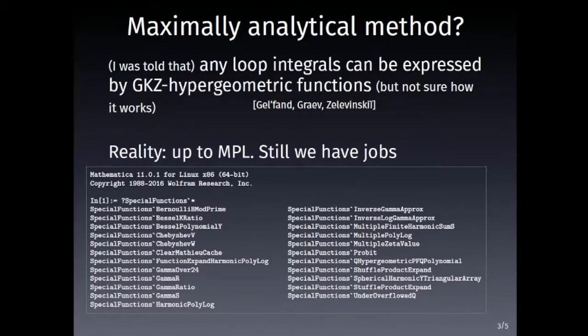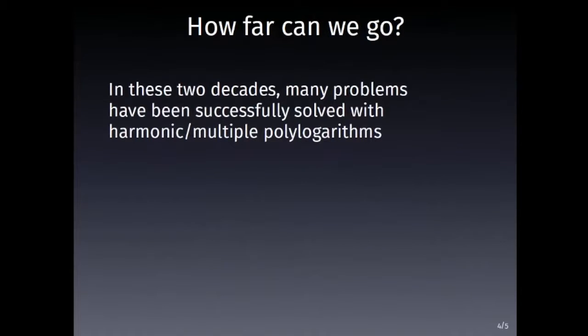So, well, okay, anyway, the analytical method means that we need to translate what compute can quantity to the known function. Known function is, we know how to numerically evaluate, I think. So how can we do that? Indeed, I think that in these two decades of the 1920s, many problems have been successfully solved with the development for study of the harmonic and multiple polylogarithms. So such a type of function are used for writing the solution of the integral or many processes.